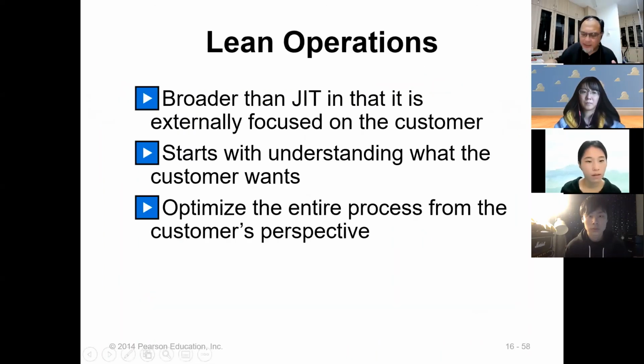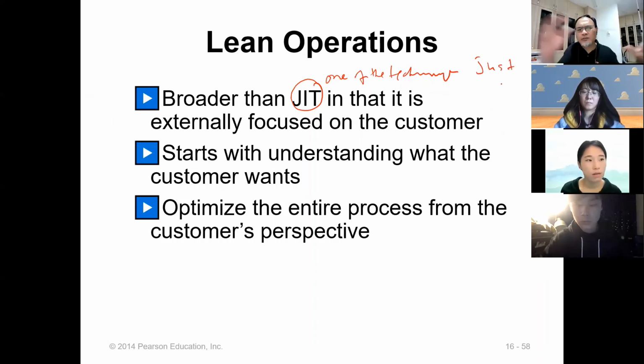It is broader than JIT, because JIT is just one of the tools, just one of the techniques. It's not good to use JIT to describe it. JIT, just in time, is very narrow. The whole thing is lean operations, or Toyota production system, or lean manufacturing. So we start with understanding what the customer wants, and it will optimize the entire process from the customer's perspective, and try to reduce waste as much as possible.